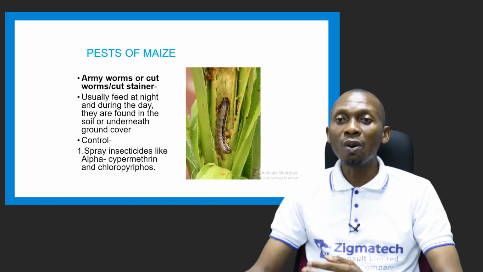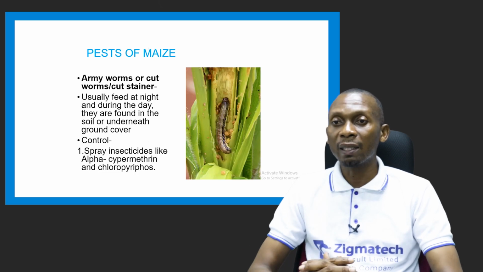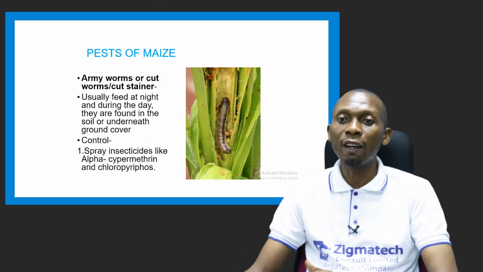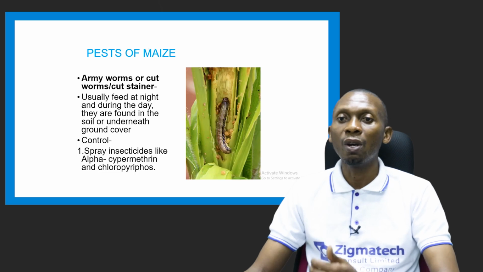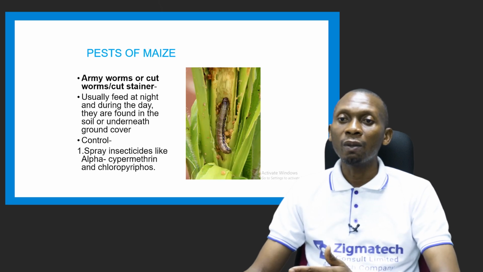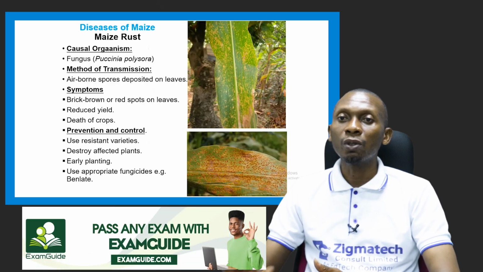Armyworms or cutworms usually feed at night, and during the day they are found in the soil or underneath ground cover. You can use insecticides to control it, like alpha permethrin or chlorpyrifos.